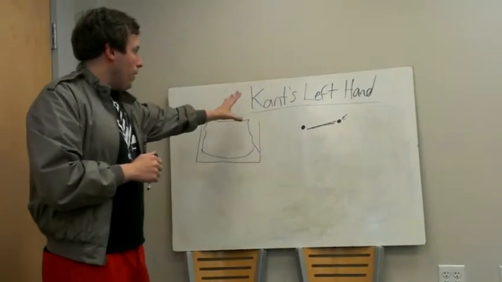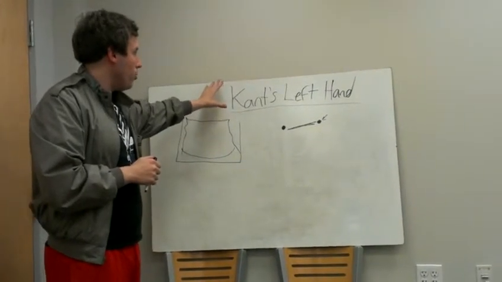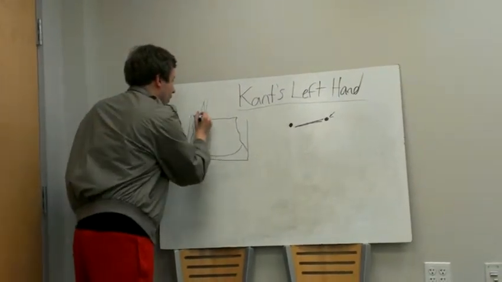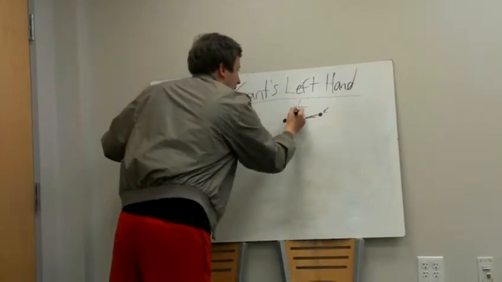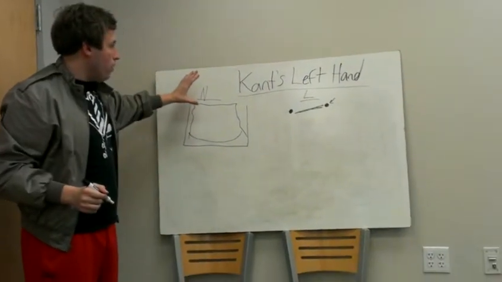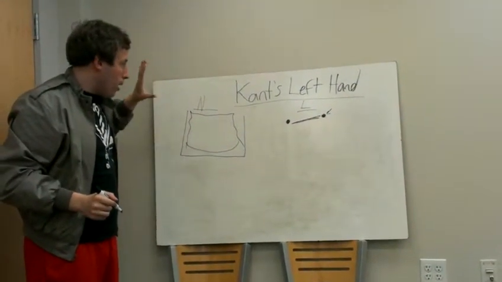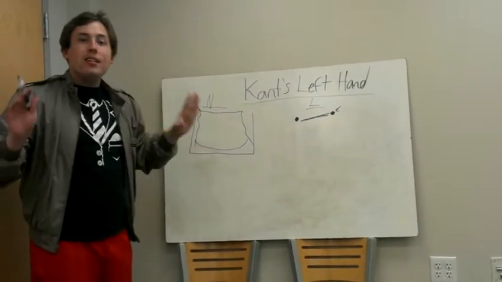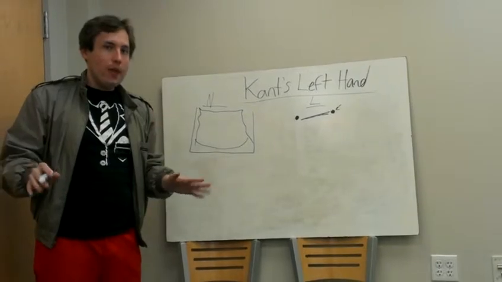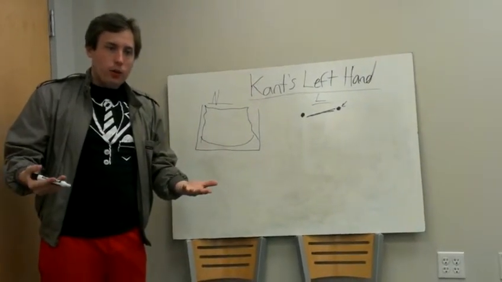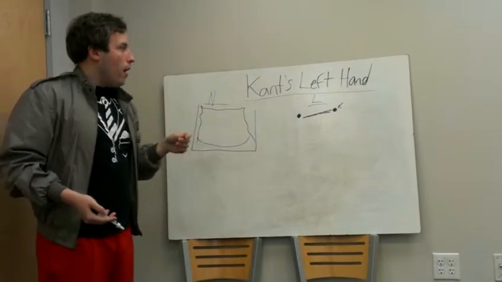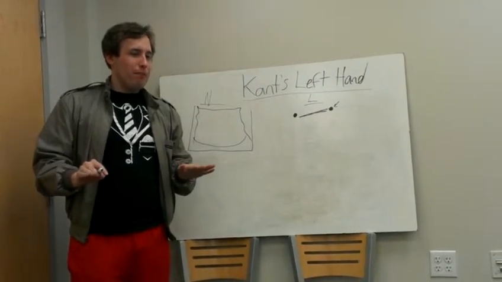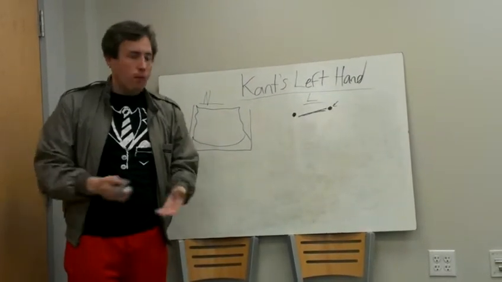Okay, now Kant was trying to argue in favor of this position, Newton. So we'll write an N for Newton and an L for Leibniz. What he was trying to argue was that space was a purposeful thing independent of matter. That even if nothing else existed, there was still a thing we could recognize as space. And he does this by creating the thought experiment, Kant's left hand.